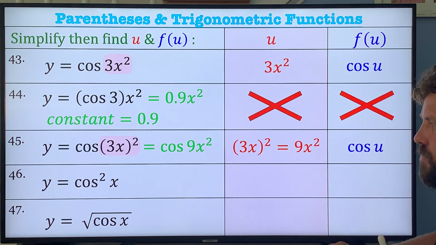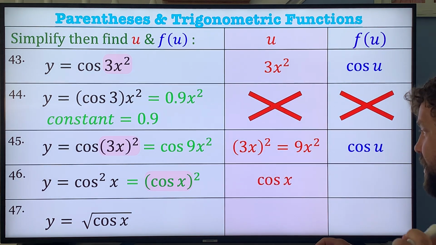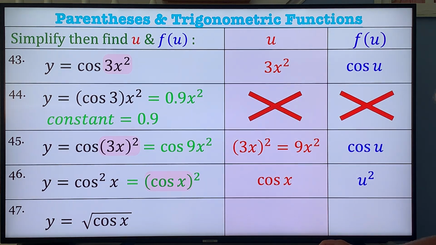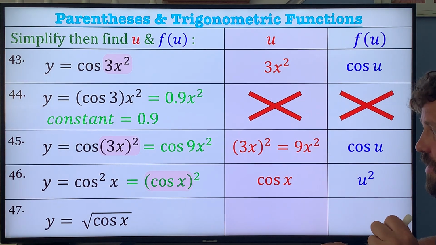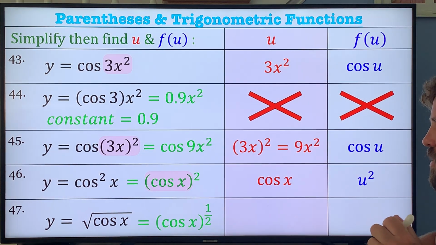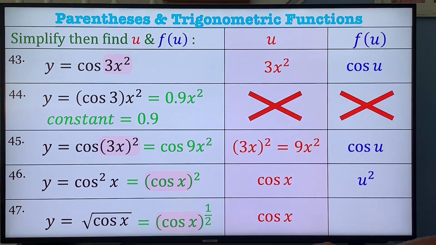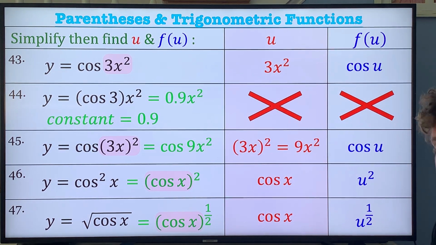What about 46? This one gets some people too. Well, this is the same as cosine x squared. So my cosine x is actually my u, and my f of u is u squared. That's the same as cosine x to the 1/2. Your cosine x, once again, is your u, and u to the 1/2 is my f of u. Alright? So you just got to be careful when you're doing this, okay? Got it? So those are some tricks you may run into.